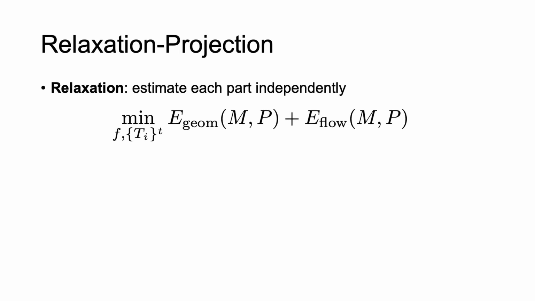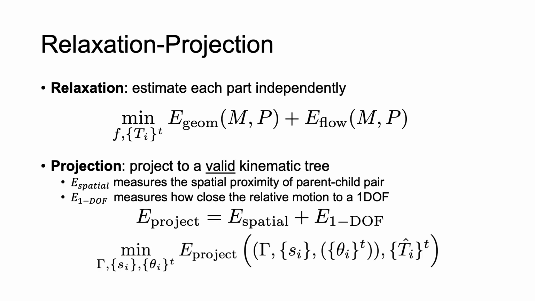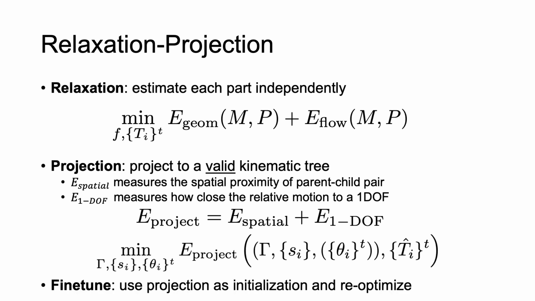Our method first fits a relaxed model without constraints. Then, in the projection stage, we cast the solution to a valid kinematic tree by measuring spatial proximity and the one-DoF constraint. Finally, we fine-tune the estimated model parameters.